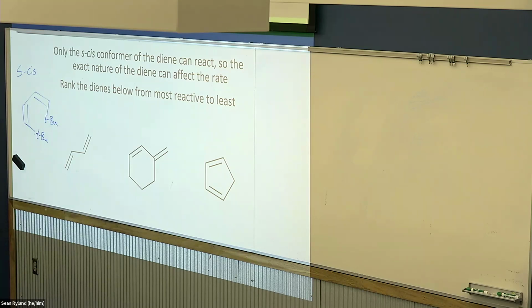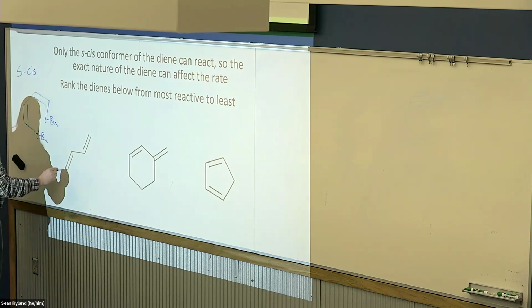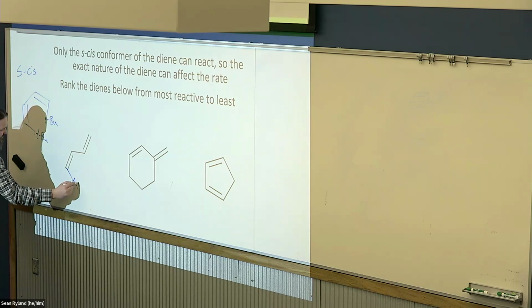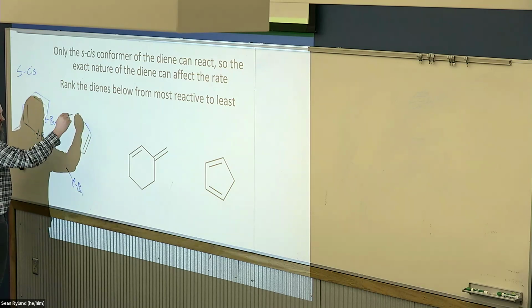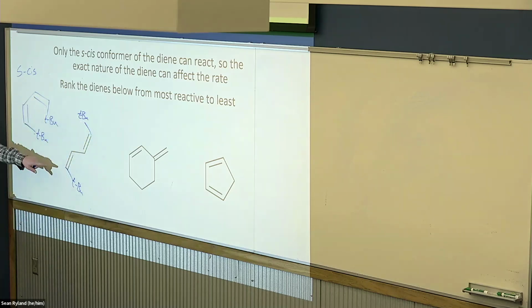Even though it's not technically locked into the S-trans, if I take this and flip it over, I would have still a T-butyl group here, and then a T-butyl group facing the other way here, right? That's gonna be a whole lot more stable just based on sterics. Even though we couldn't say it's non-reactive, we could say it's a whole lot less reactive than just the regular 1,3-butadiene, which doesn't have these big bulky groups interfering with each other.